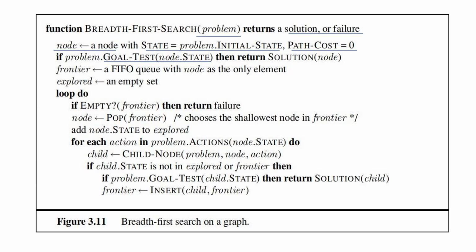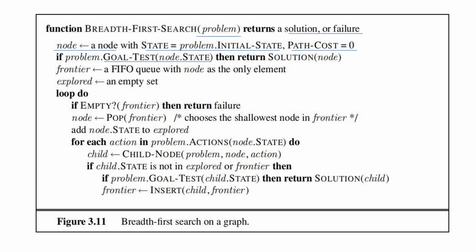BFS always starts from the initial state. And in line 2 you can see, check whether the initial state itself is the goal state. If yes, then stop immediately. For example, if the start city is the destination city, then we will stop. Then the third line, you can see frontier. Frontier means nodes waiting to be expanded. So here in the case of BFS, the FIFO queue ensures the level wise expansion.